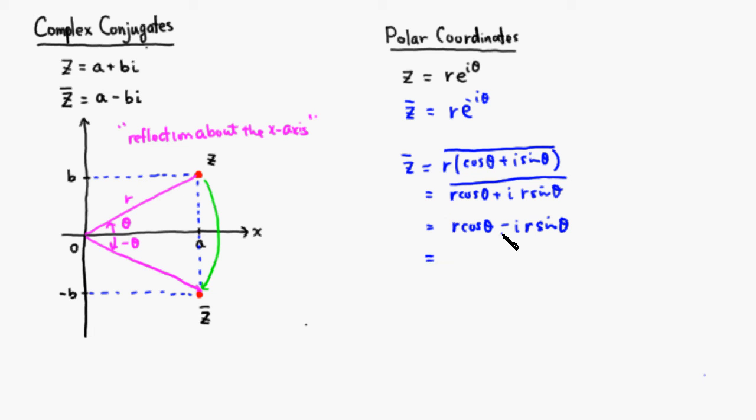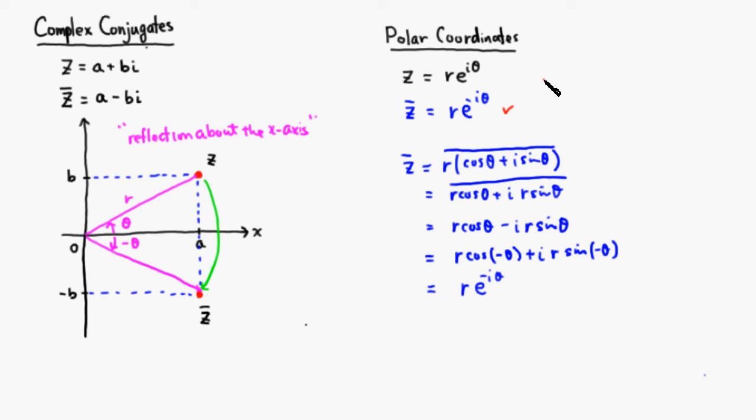Since cosine is an even function, we can plug in negative theta and it doesn't change the value. And the negative sine of theta is equivalent to sine of negative theta, since sine is an odd function. So we can write it as r cosine of negative theta plus i r sine of negative theta. Using Euler's formula, we can pull out r, and cosine of negative theta plus i sine of negative theta is e to the negative i theta. So this checks out.